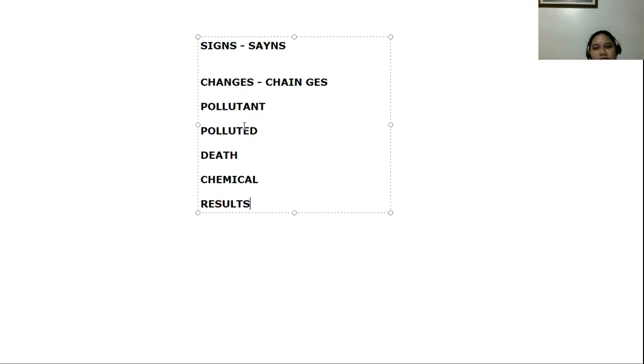Pollutant. Polluted. Depth. Chemical. Very good. Resource. Results. Resource. Okay, very good. So as you can see, I let you read this again because there are words that you mispronounced earlier, and good job that you read it correctly now.